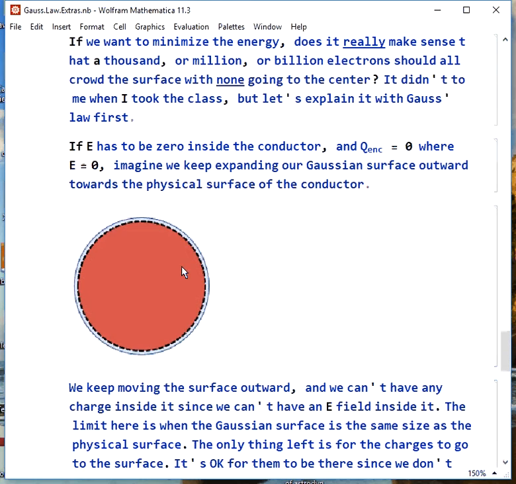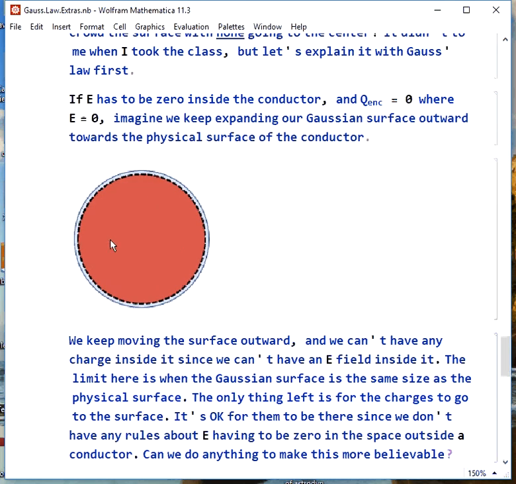If we have to have E equal to 0 inside the conductor and enclosed charge is 0 in that volume, let's imagine we keep expanding our Gaussian surface outward towards the physical surface, this thin blue area. As we move the surface outward, we can't have any charge inside it because that would mean we have an E field inside it, and we know we can't do that. The limit here happens when the Gaussian surface reaches the physical surface. When it's that big, then we can have charge outside of it because there's no rule about having an electric field in the empty space outside a conductor.